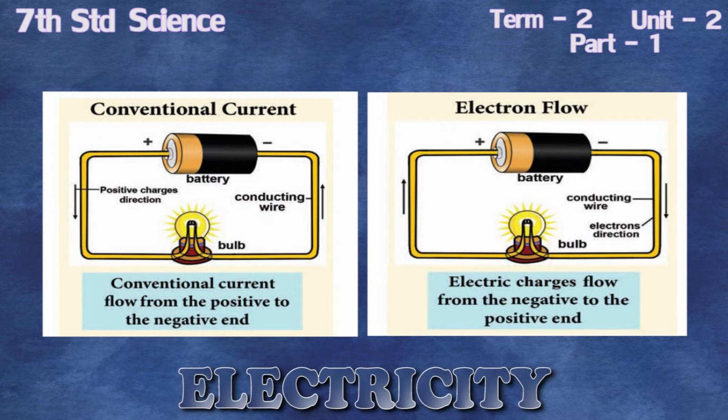You see the arrow mark. Current flow is from the positive end of the battery to the negative end of the battery. So this type of flow of current is known as conventional current. Electron flow means electric charges flow from negative to positive end. See this in this diagram. From the negative end of the battery cell, electrons flow towards the positive end. So this is known as electron flow.